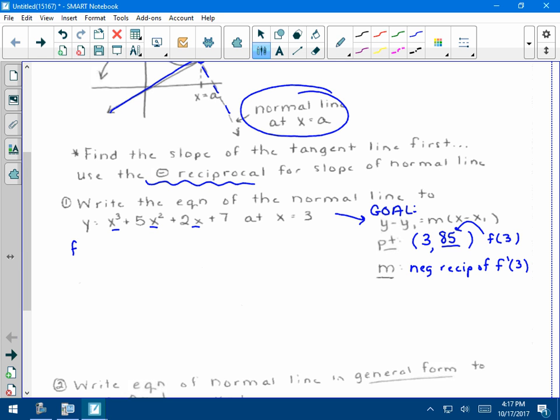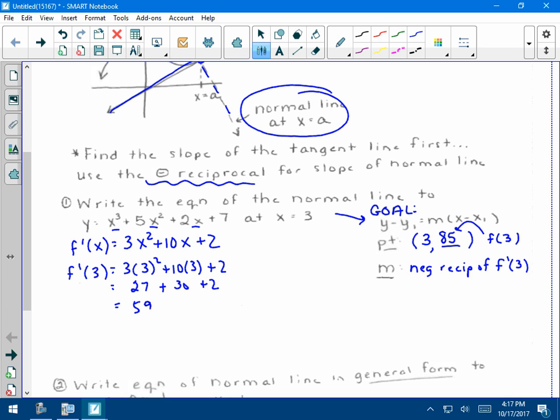So f prime of x would be 3x squared plus 10x plus 2. So specifically at x equals 3, f prime of 3 would be 3 times 3 squared plus 10 times 3 plus 2. Let's get some practice. 3 times 9 is 27 plus 30 plus 2. 57 plus 2, that's 59.